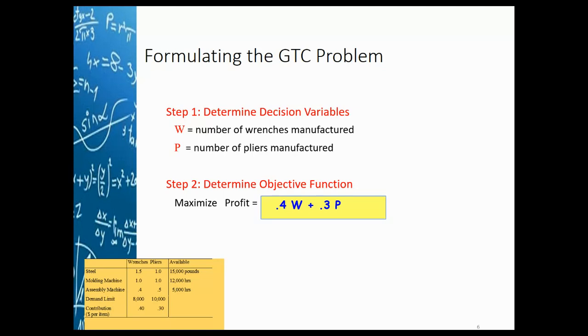Now this one is the most important part. We determine what our objective function is. In this case, for our objective function we utilize the contribution dollar per item. As I mentioned earlier, we try to see the maximum profit that we can get by following this particular problem. So you put 0.4 W for the wrenches and 0.3 P in the table for your pliers.